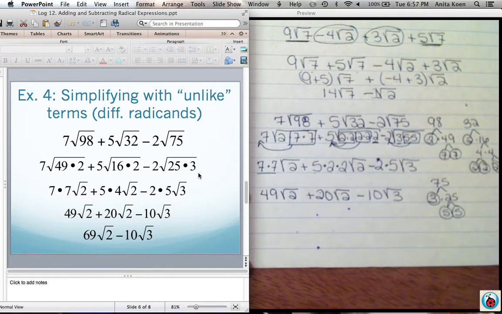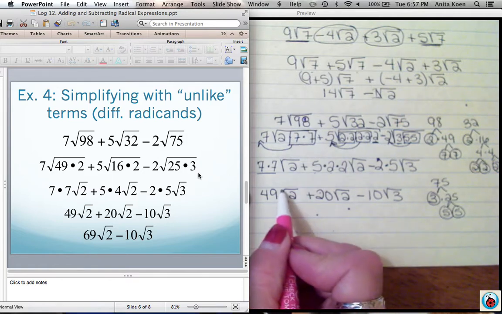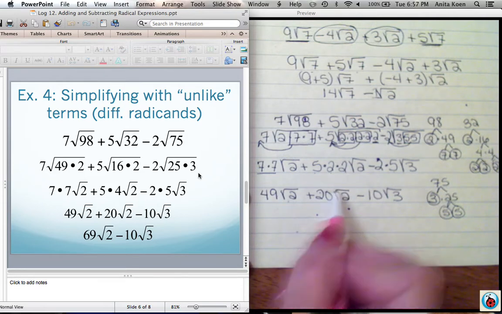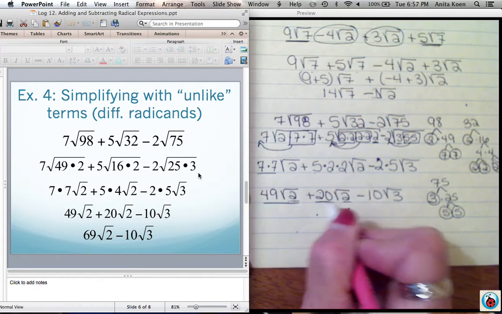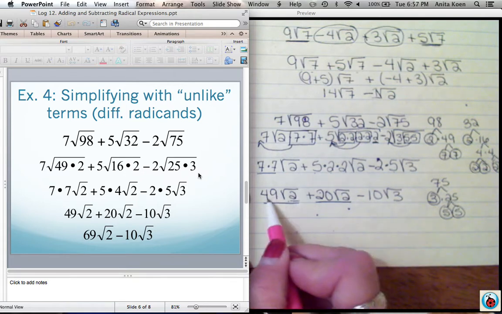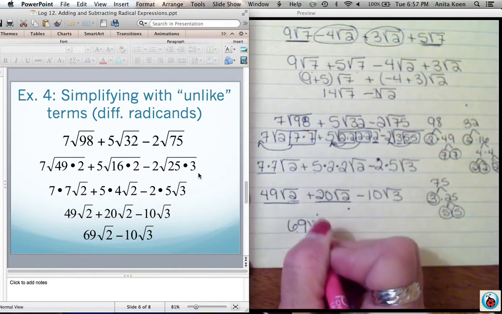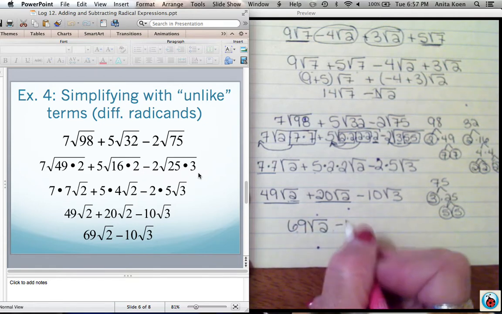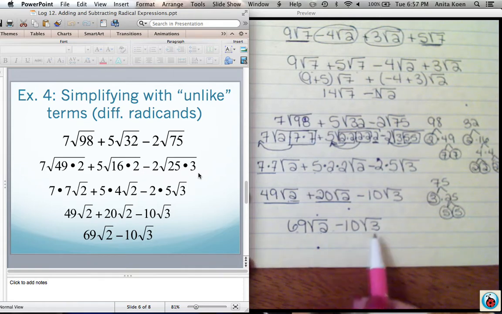Now I can look to see which ones are like radicals. The square root of 2 has the same index and the same radicand. So this 49 square roots of 2 plus 20 square roots of 2 gives me 49 plus 20, which is 69 square roots of 2. The square root of 3 is not like the square root of 2.